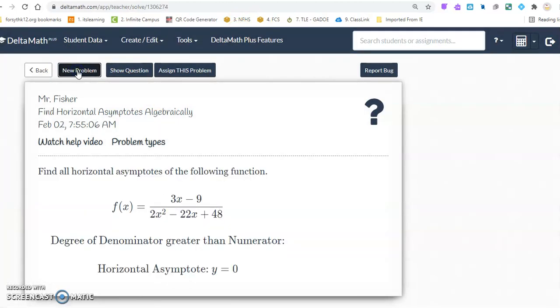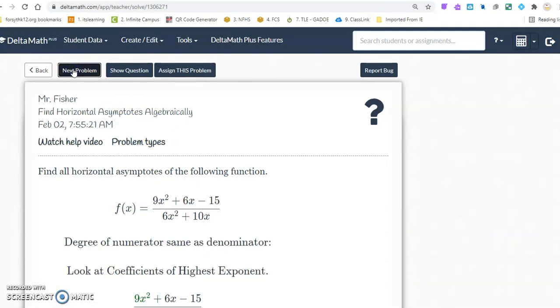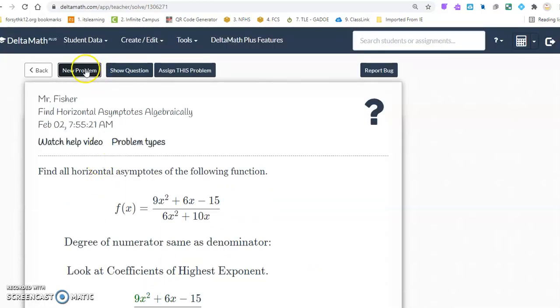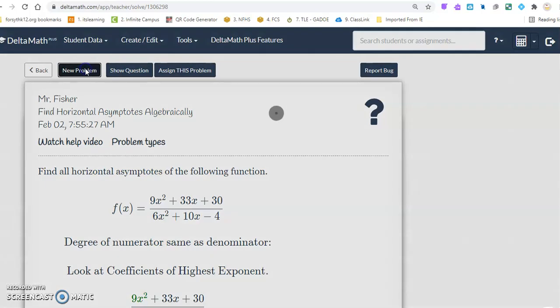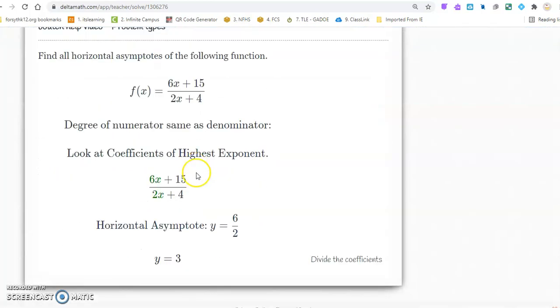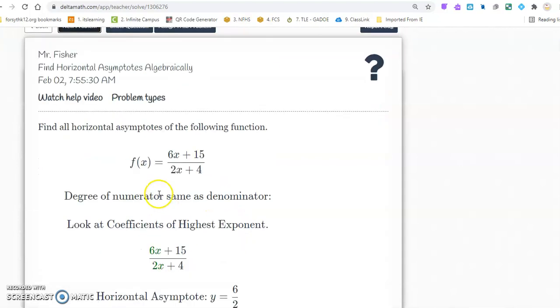So here's one that is bottom heavy because it's 3x. Doesn't matter about the 3. 3x to the what? First. 2x squared. So it's bottom heavy. The degree of the denominator is greater than the numerator, so it's at y equals 0. So it's always at y equals 0 if it's bottom heavy. Here's the same. Here they're taking the leading coefficients. And here is the same. They would do the same thing there.